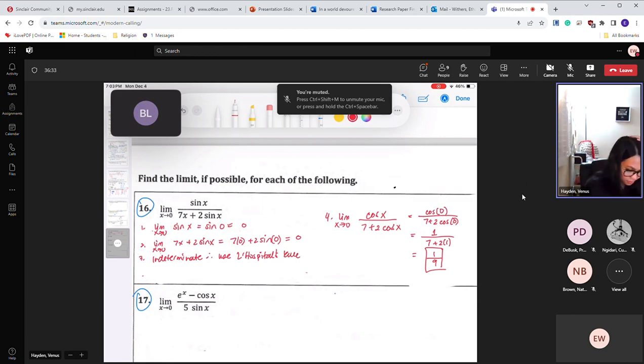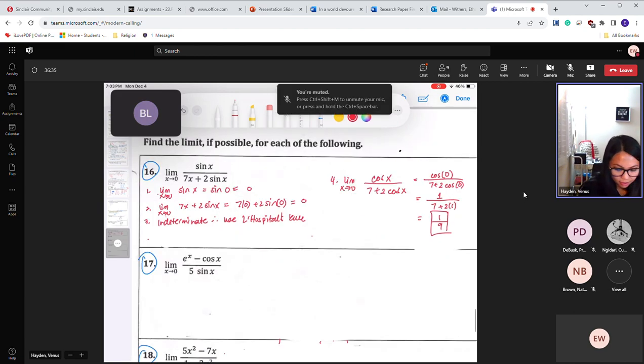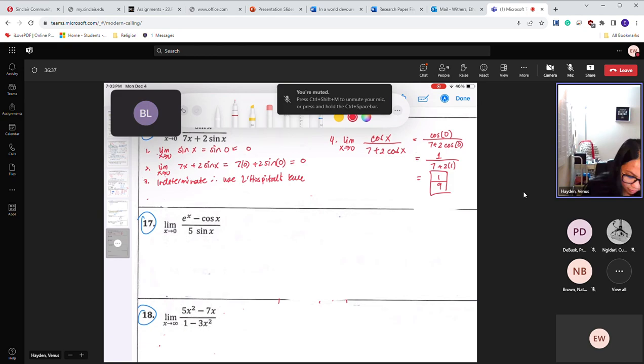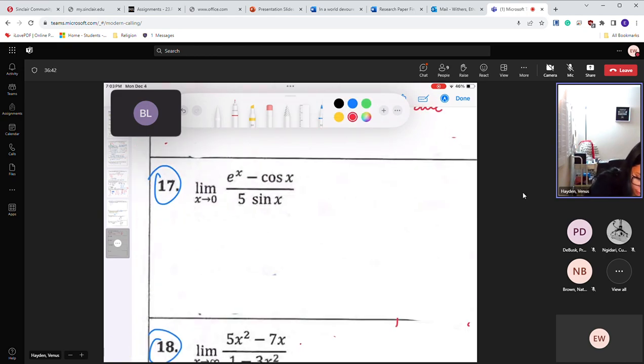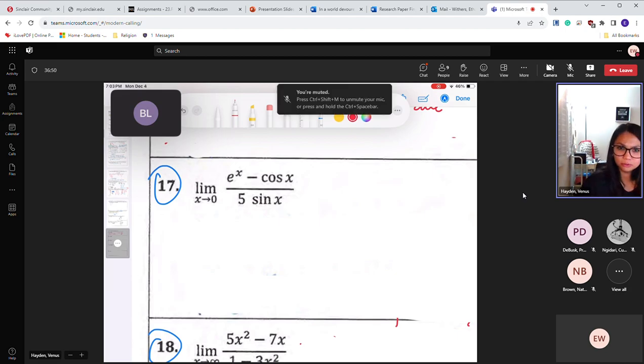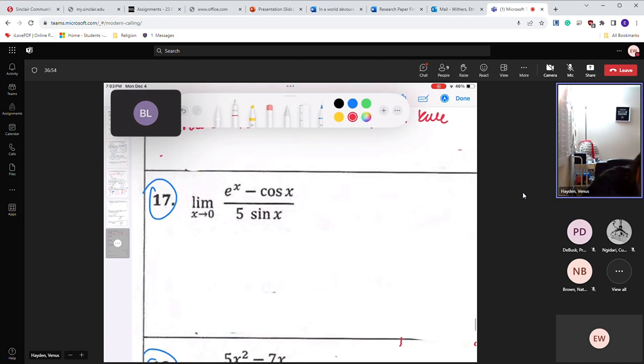Thank you. Number 17. We have e to the x minus cosine of x all over 5 sine of x. So now, again, let's prove it again. I know it seems redundant, but it's worth doing, especially when you're doing your AP testing itself. Before you could say, I could use L'Hopital's rule, you have to prove that you're allowed to use L'Hopital's rule. So let's do step 1.